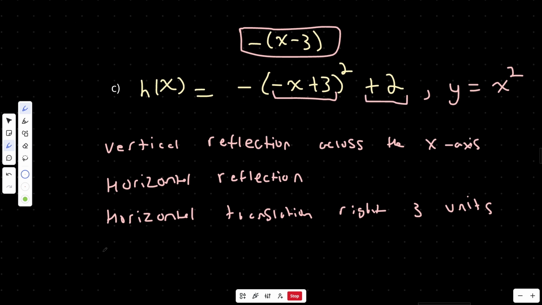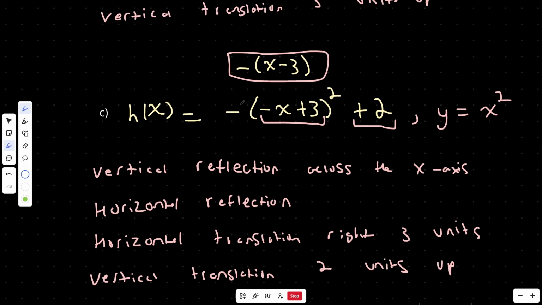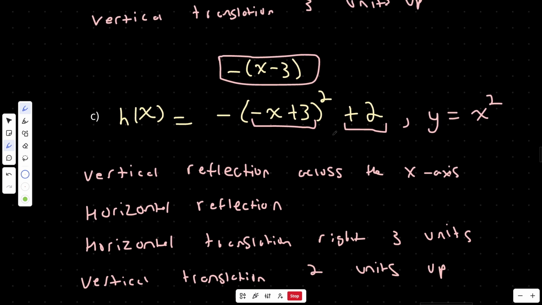So we can say we're going vertical translation 2 units up. So basically, to solve problems like these, you always want to make sure you have everything in factored form in your normal transformations outline, and you always want to start with your vertical stretches and reflections, then go on to your horizontal stretches and reflections, and then lastly your translations.